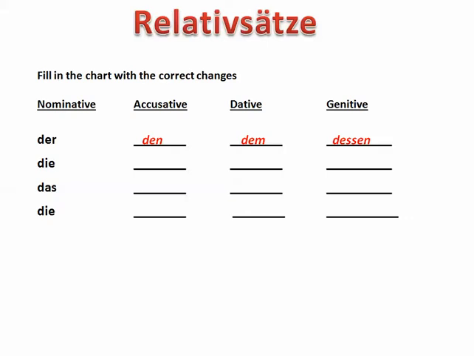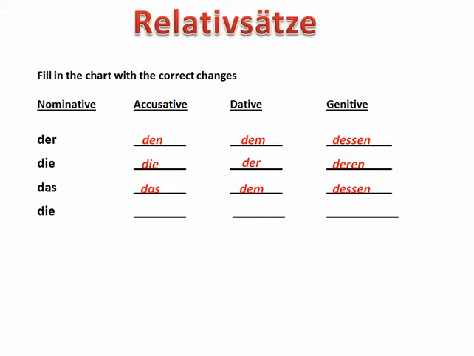For feminine nouns, in the direct object case or accusative, it will remain die. The dative or indirect object case will change to der, and the genitive, to show possession or to say whose, will be deren. For neuter nouns, it will remain the same, das. Dative will change to dem, and the genitive, to show possession again, will change to dessen.